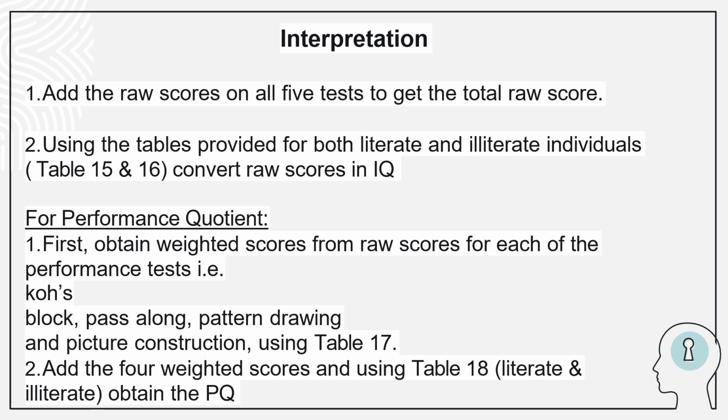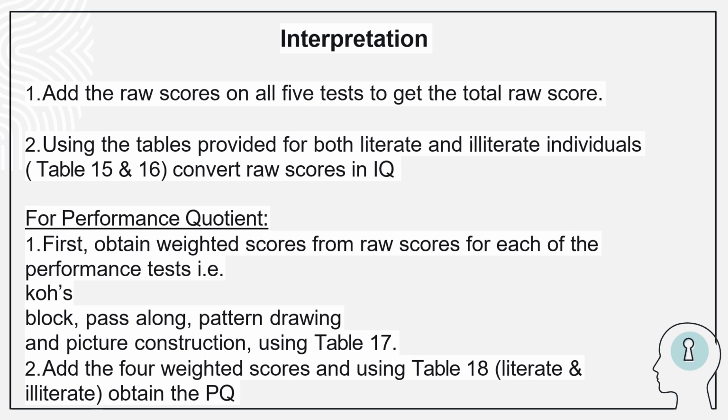So it is something like this, wherein you add all the raw scores. This is for the literate group and this is for the illiterate group. And according to the age 11 to 16 and the scores, depending on that, you will give them their IQ. So using the tables provided for literate and illiterate individuals, convert raw scores into IQ.